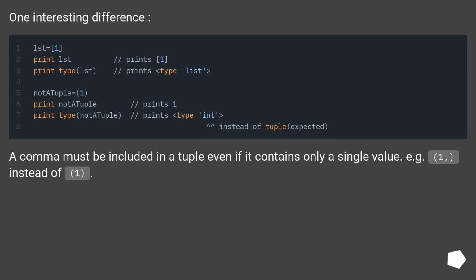One interesting difference: a comma must be included in a tuple even if it contains only a single value. For example, (1,) instead of (1).